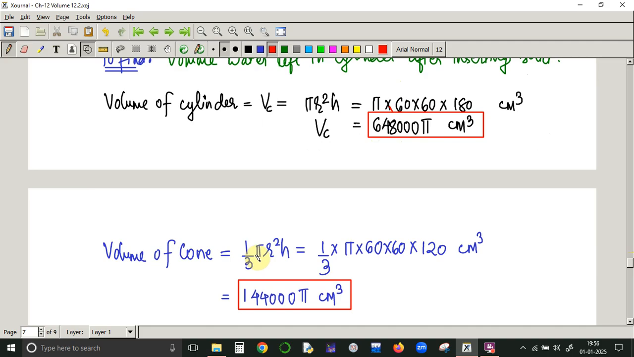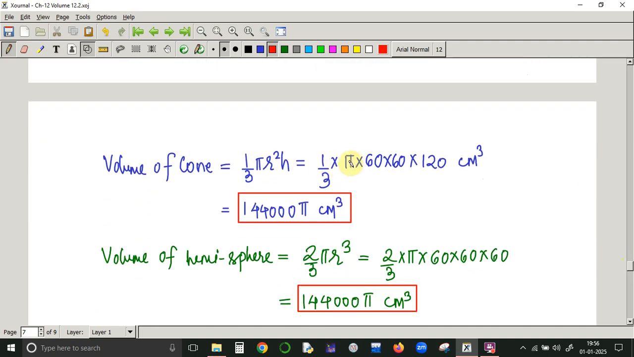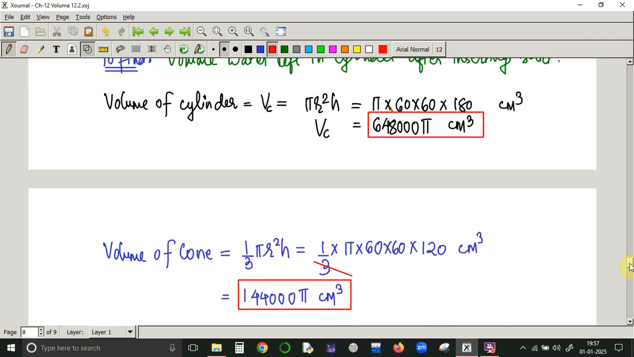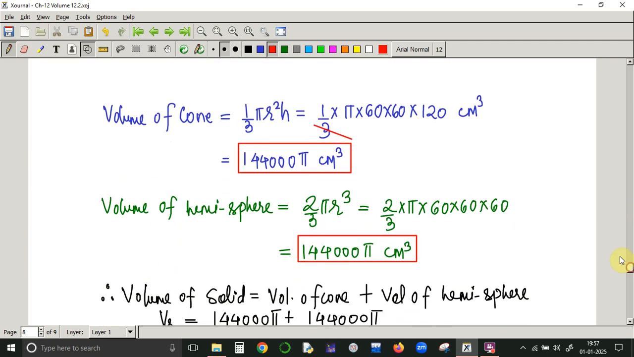Volume of cone. Volume of cone is 1 by 3 pi r square h. So 1 by 3 pi as it is. Then this 3 will cancel either 60 or 120, any one of it, and multiply it to get 1,44,000 pi centimeter cube. So volume of hemisphere is this. So what I am doing is I have found volume of cone and volume of hemisphere. These two shapes are forming that solid in the question. So I have to add these two things. They both are same.